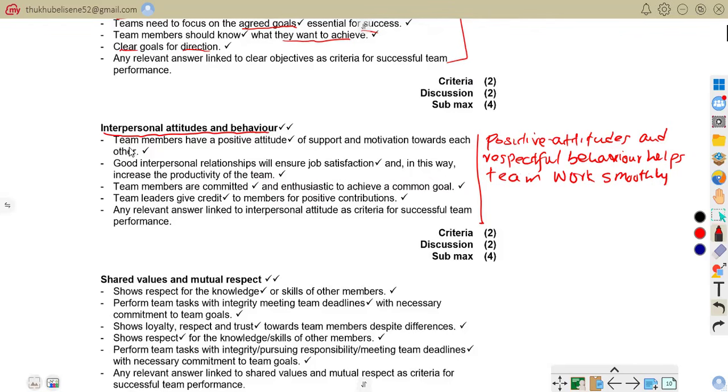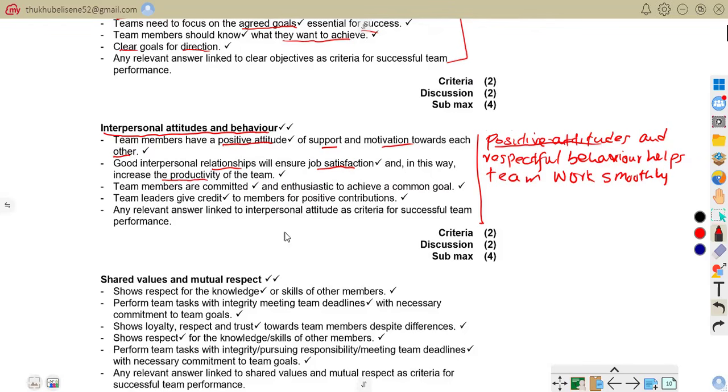So it says here under interpersonal attitude and behavior, team members have a positive attitude. Like I'm talking about what? Positive attitude. Team members have a positive attitude of support and motivation towards each other. Good interpersonal relationships will ensure job satisfaction. So if there is a healthy relationship amongst the team members, that will ensure that there is what? Job satisfaction. So in this way, the productivity is going to increase.